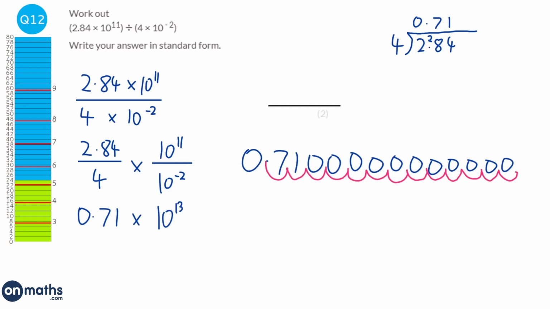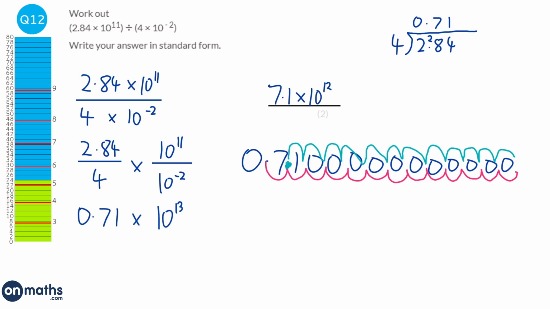And then I'm going to put it back into standard form. Now the decimal point will need to be here to make it 7.1. So it'd be 1, 2, 3, 4, 5, 6, 7, 8, 9, 10, 11, 12. So it's going to be 7.1 times 10 to the power of 12. Now, with a bit of practice, you don't need to write out the whole number.